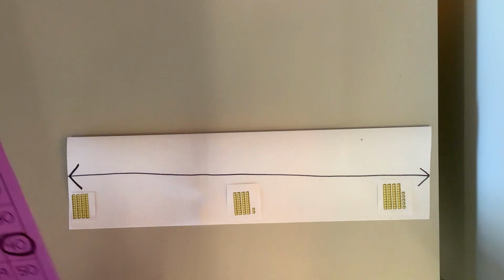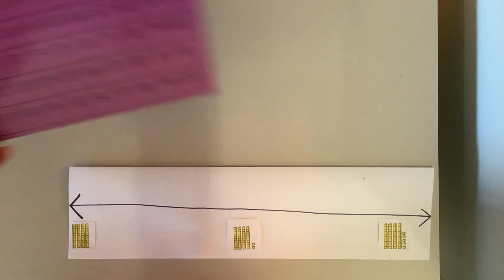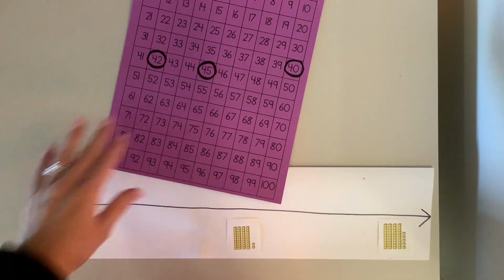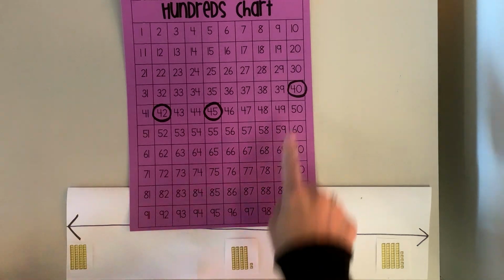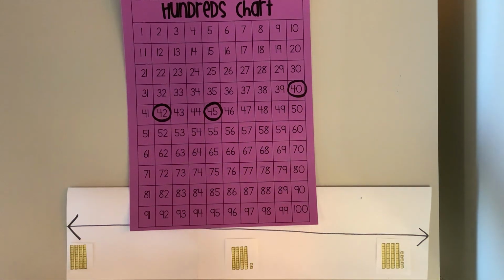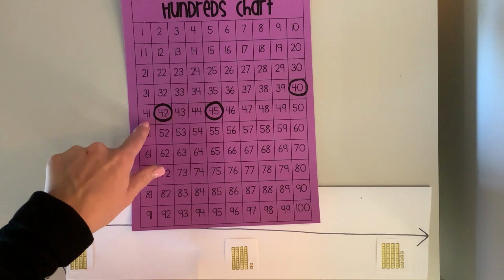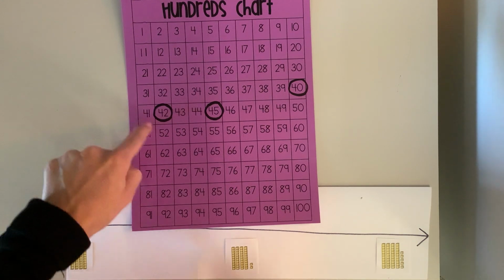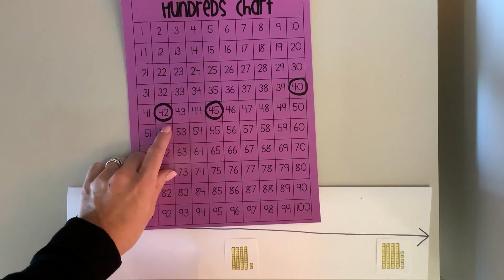The other thing that we need to pay attention to when we're putting numbers in order on a number line is how far apart they should be. Looking at my hundreds chart, I circled all of my three numbers that I am ordering, 40, 42, and 45. Now I'm noticing that 40 and 42, there's only one number in between them. In 42 and 45, there are two numbers in between them.